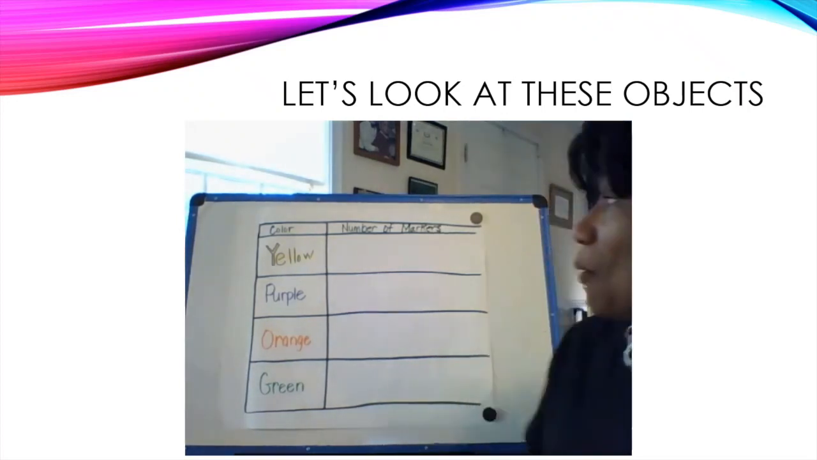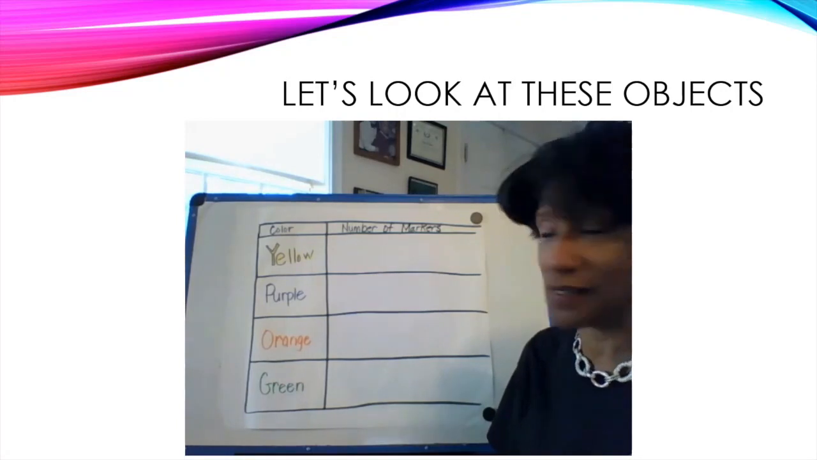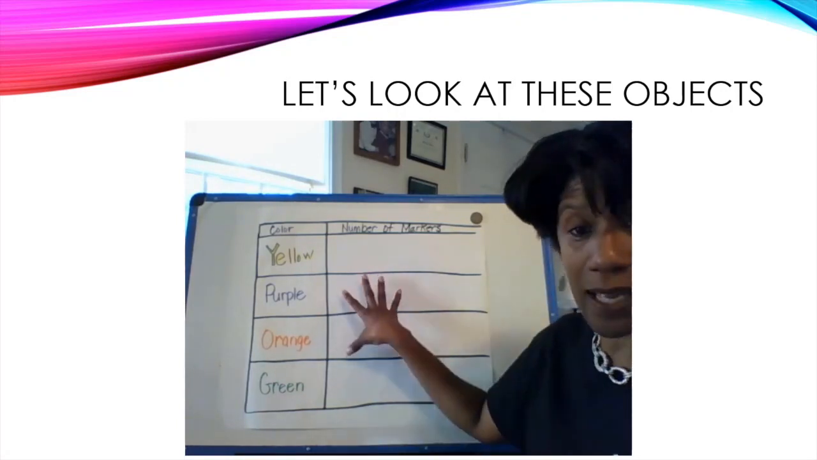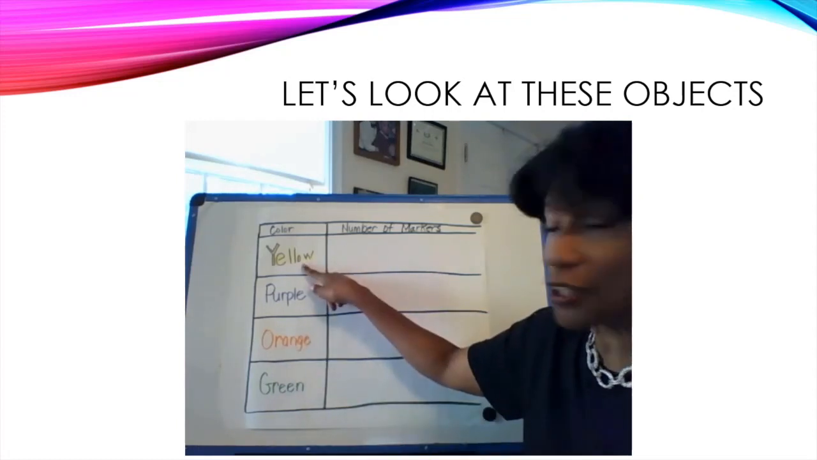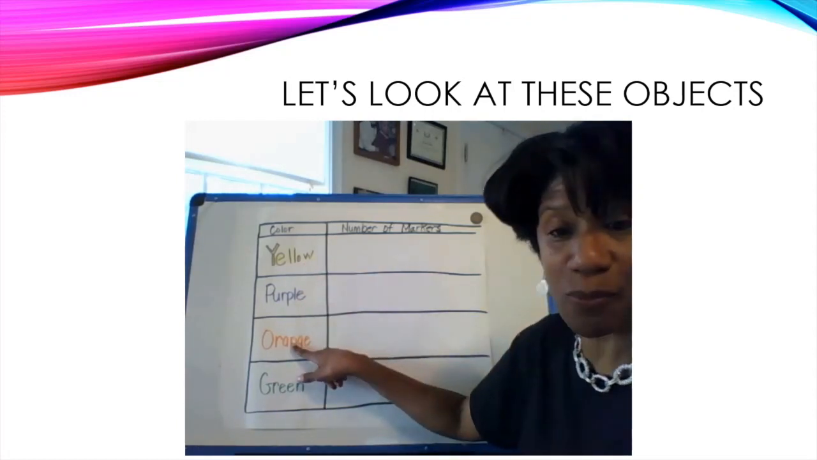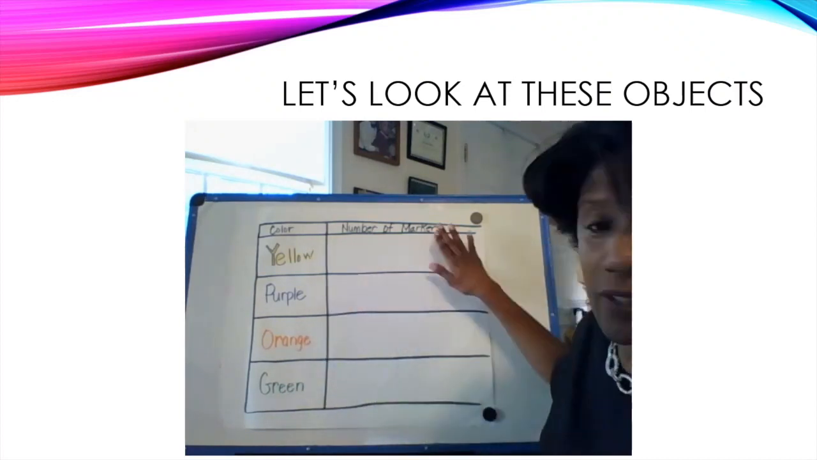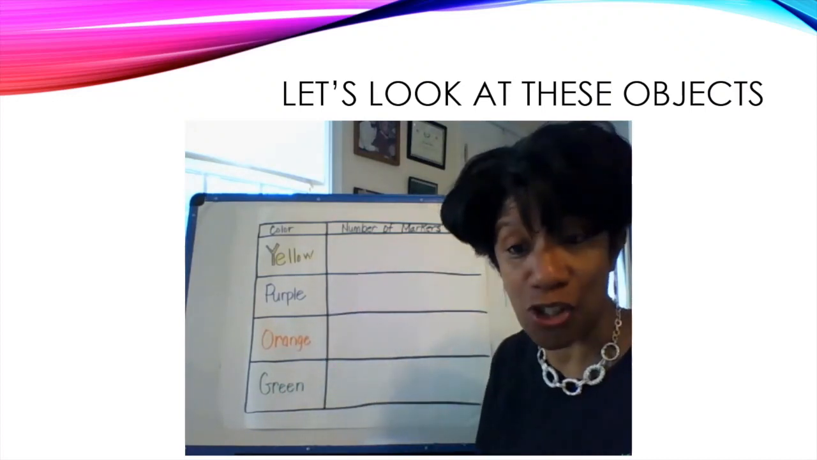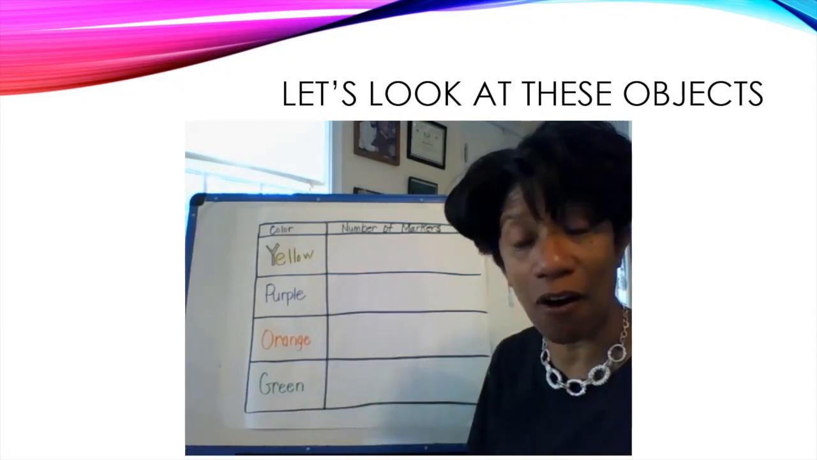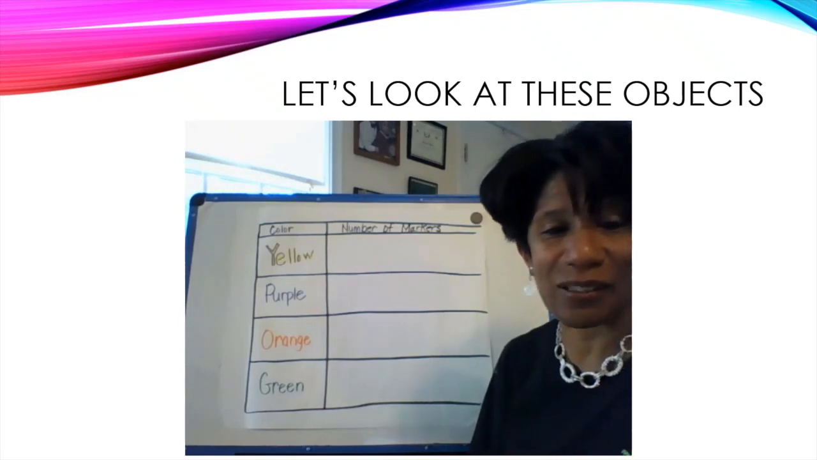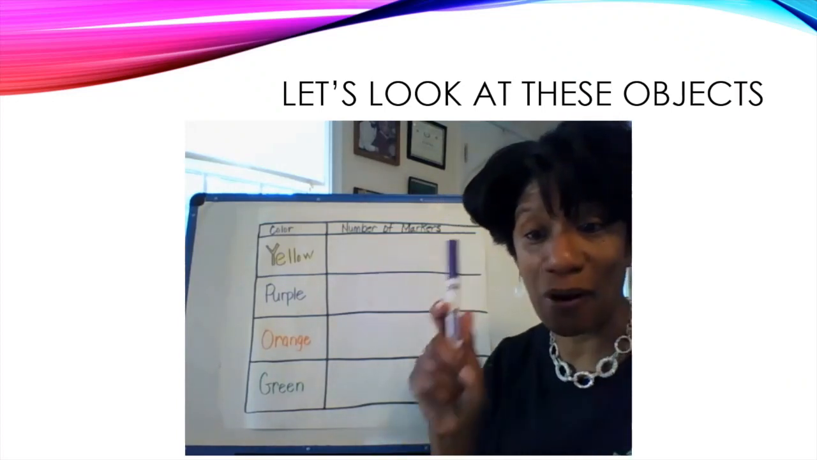Okay, so right here on my chart paper, I've already started the table for us. So I labeled my table with the colors of the markers I have. I have yellow markers, purple markers, orange markers, and green markers. And right here, we're going to put a mark down every time I show you a marker so that we can figure out how many markers we have in all. And then, guess what? We're going to create an object graph with our markers.